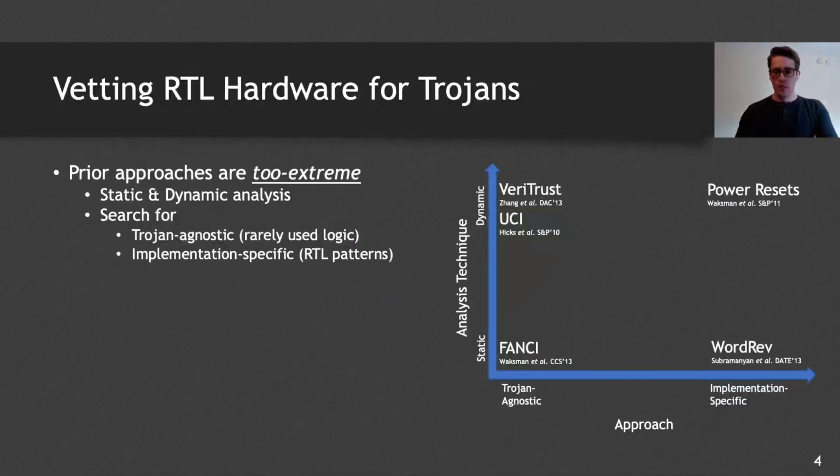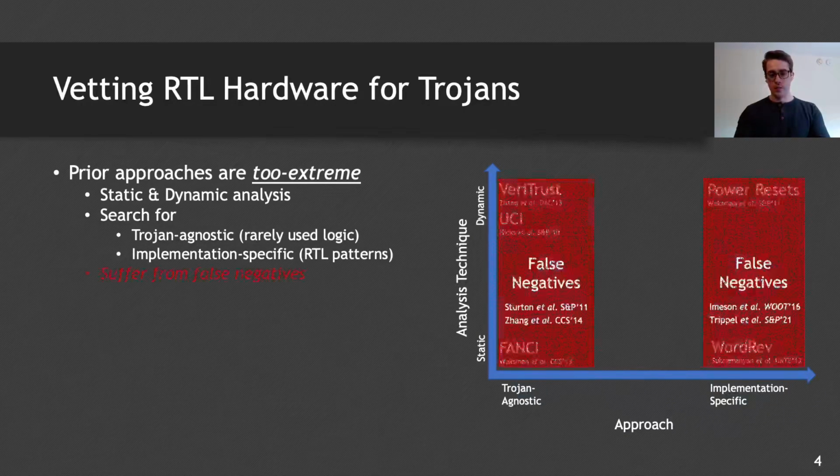There has been significant prior work to address the issue of untrusted or outsourced third-party IP, shown here. These techniques have consisted of both static and dynamic analyses that share one thing in common. They are too extreme. That is, they either attempt to be Trojan agnostic or implementation specific. Unfortunately, researchers have continued to demonstrate false negatives or Trojan designs that bypass these defenses.